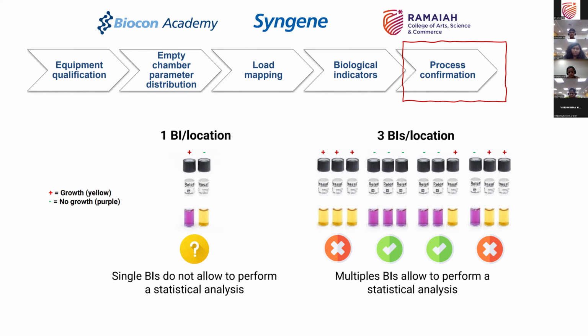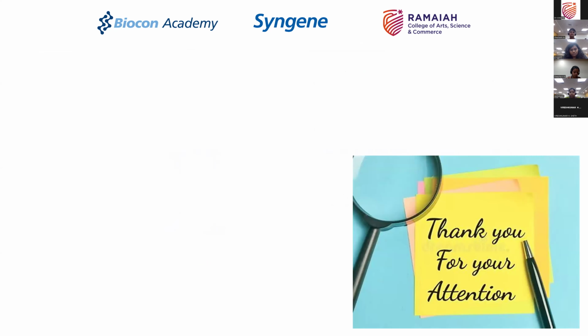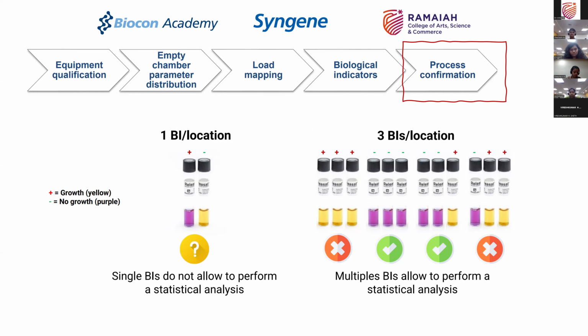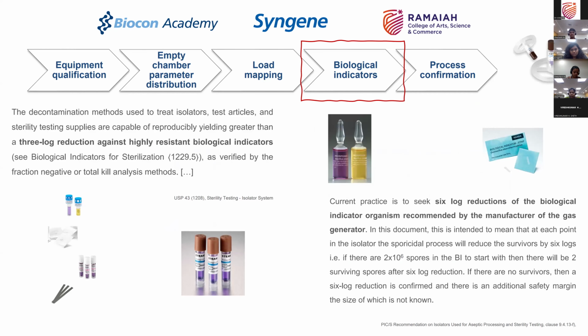What you will also do is an audit periodically, to make sure that you repeat the load mapping with the BIs extensively placed, to make sure that the microflora changes have not affected your VHP sterilization process. Okay, so this is how you do the validation. So when I look at it from a validation perspective, it is more or less a situation which is there.